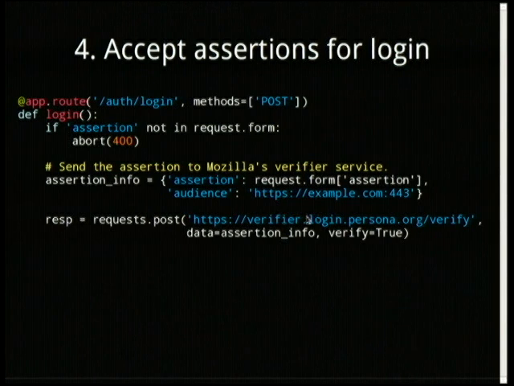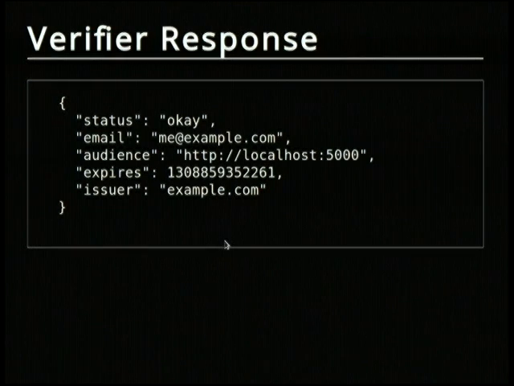So here's where I make the request, and you'll see in the JSON, obviously I want to make sure that the request is OK or I abort, but if the request is OK, I get JSON back that basically says, hey, status OK. This is for me@example.com. It was intended for localhost 5000. It expires at a Unix timestamp. And this identity, because it's me@example.com, was issued by example.com. So that's what I get back from Mozilla's verifier.